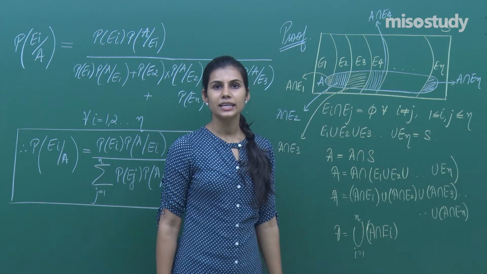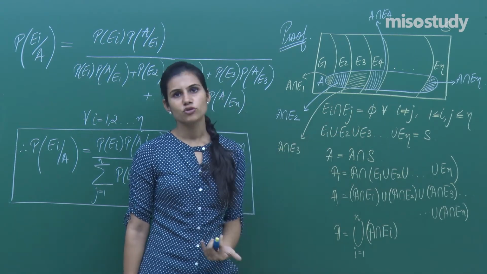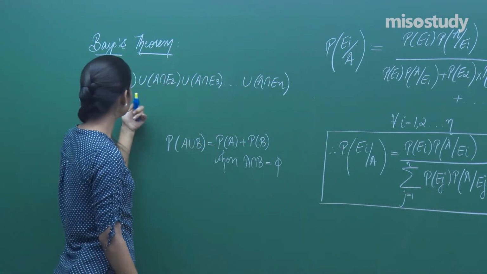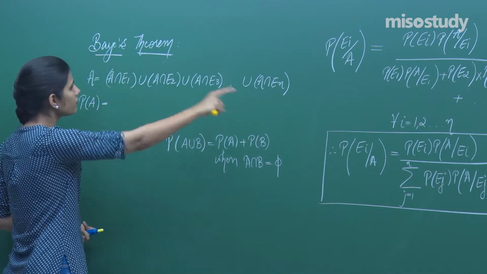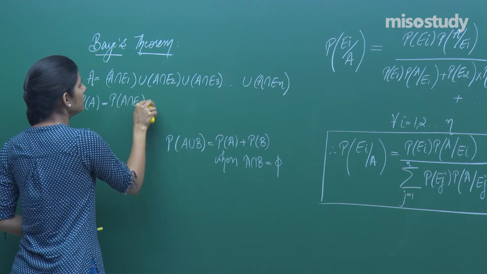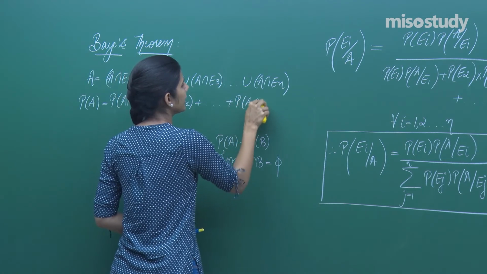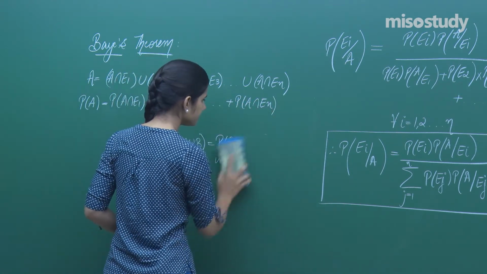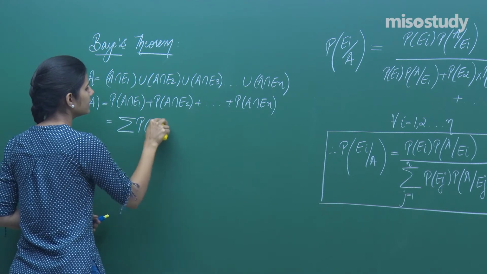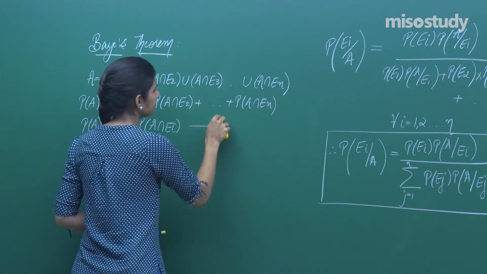Just like E1, E2, E3 up to En are mutually exclusive, similarly A intersection E1, A intersection E2, and so on, A intersection En are mutually exclusive. They have nothing in common. So the moment I am sure that these are mutually exclusive events, the probability of this union is just the sum of their individual probabilities. It will be probability of A intersection E1 plus probability of A intersection E2 plus and so on, probability of A intersection En. Is it clear? I can write this in short as the summation of probability of A intersection Ei, i varying from 1 to n. This is probability of A.